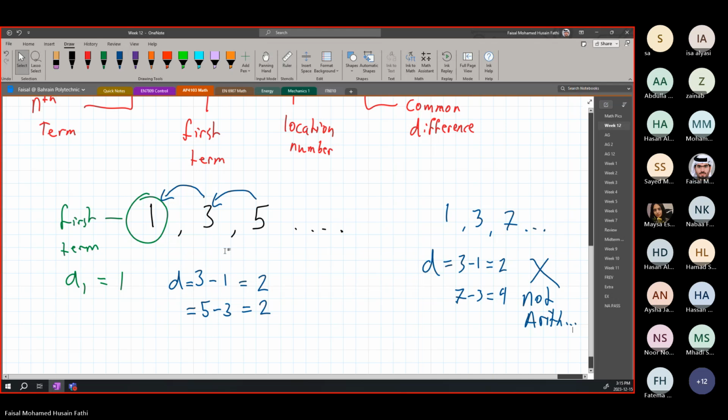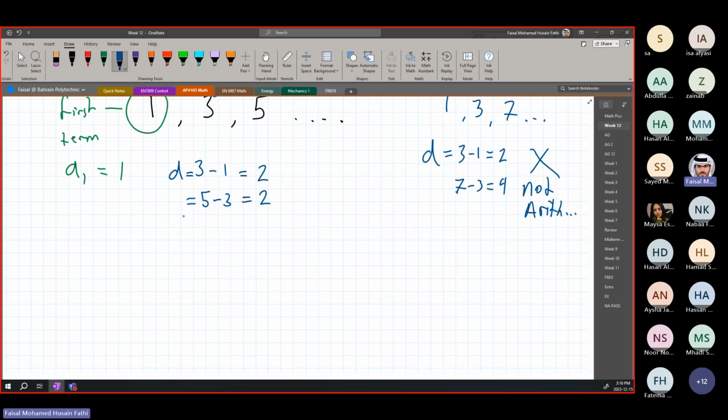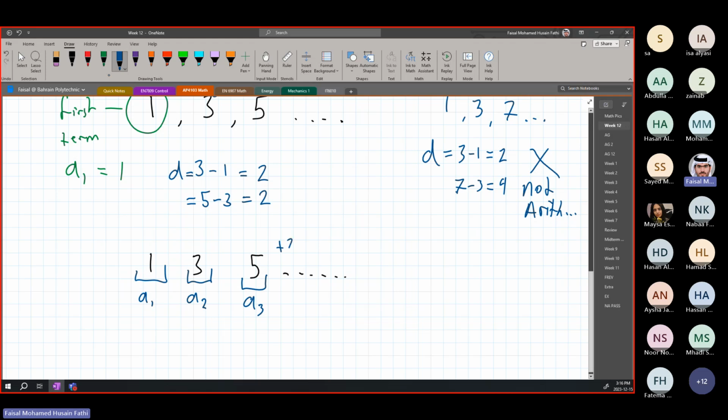All right? Now, for the same arithmetic sequence, 1, 3, 5. Let's talk about the terms a little bit more. This, like I said, is your first term, A1. Logically, this is your second term. This will be your third term. What will be the fourth term? You will add plus 2, and you will get your fourth term, which is 7. So this is your A4. This is what they call the fourth term.